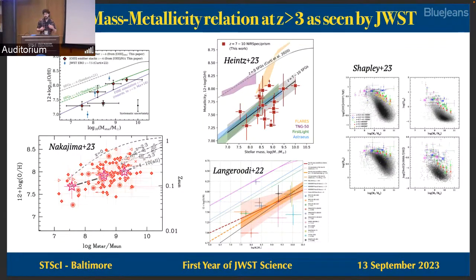But nonetheless, there has been extensive work trying to translate the emission line ratios that we observe with JWST into metallicity, and so study the evolution of the metallicity scaling relation at redshifts above 3. So these are some of the papers that came out in the last year. There are probably many more.